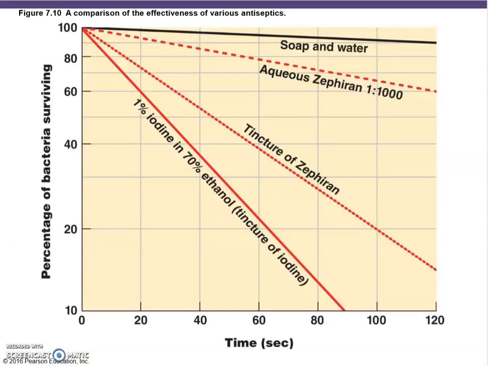There's a comparison chart of the effectiveness of various antiseptics. The steeper the slope down, the better, of course. Take a look at 1% iodine and 70% ethanol. So tincture of iodine is pretty effective in removing bacteria. Tincture of zephiran is not quite as effective, but still pretty good. Aqueous zephiran diluted 1 to 1,000, not so great. Soap and water looks pretty bad here, but it's actually not. It doesn't kill bacteria, but it's really effective in reducing numbers.